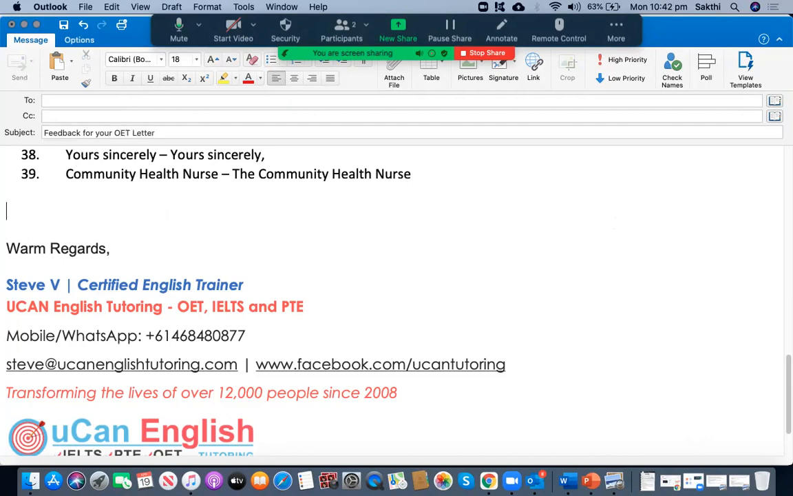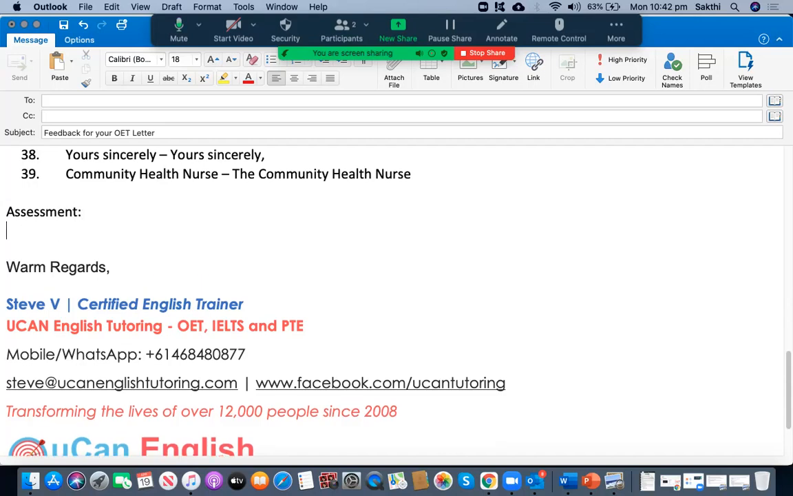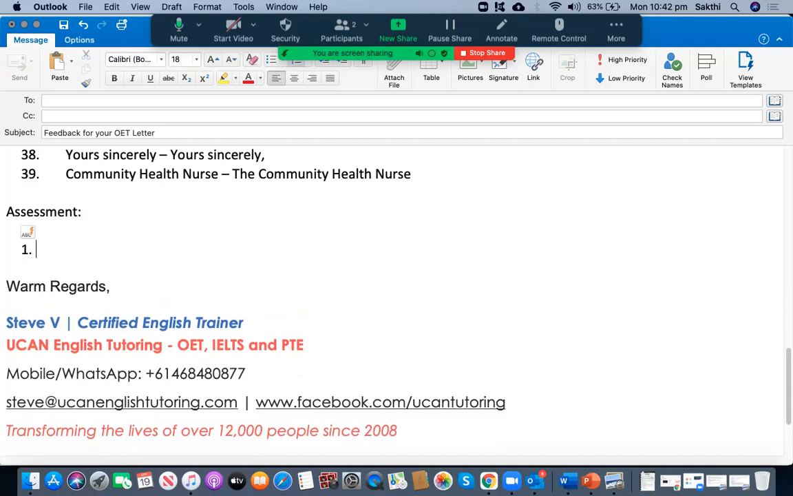Feedback for your OET letter. Okay, let's go through this. All right, what are the assessments? This is the word by word feedback. That's the first thing. And then the second thing is I will tell you what areas you need to focus on. Grammar is one of the major areas you have to focus on, because you have committed so many grammatical mistakes. Grammar is one of the key areas of improvement.